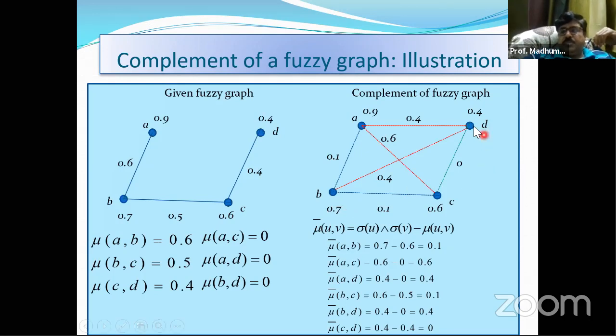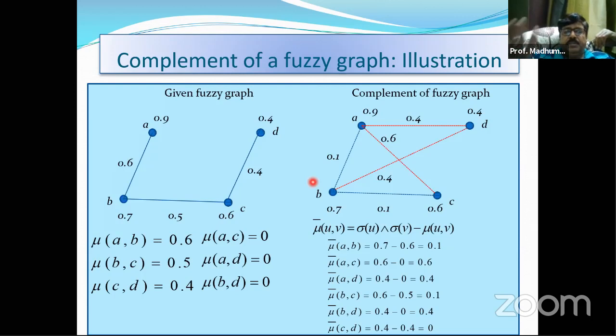See that the membership value of the edge CD is 0. I mentioned earlier that if the membership value is 0, then we never consider that particular element in the picture. So we remove that particular edge from this graph, and this is the final complement fuzzy graph of this original graph. So this is the simple concept of the complement of a fuzzy graph.